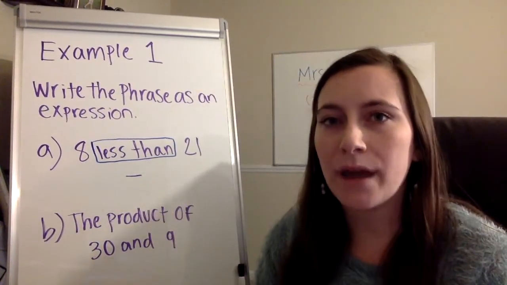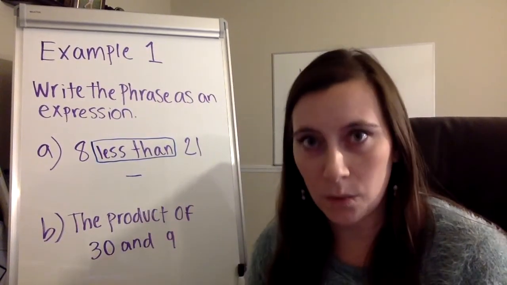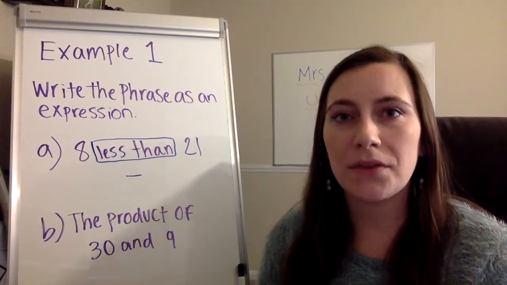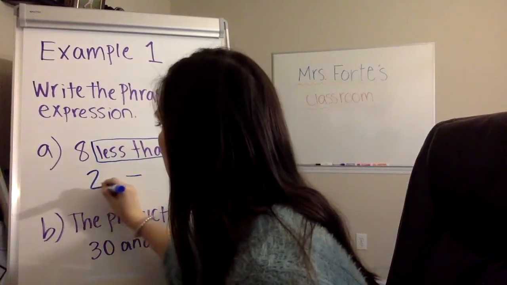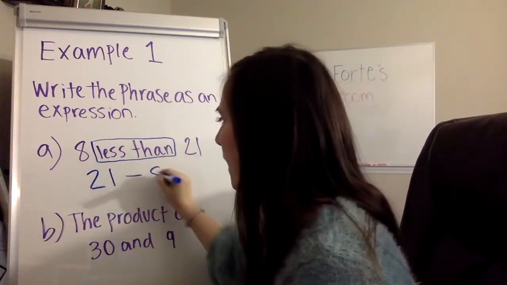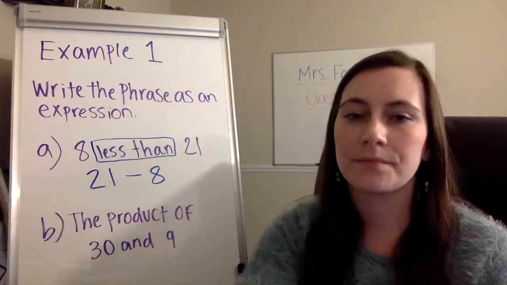Now, we have the operation, but less than, 8 less than 21. Well, what are we starting with in this expression? We're starting with 21, and we're taking 8 away. This is 8 less than 21.